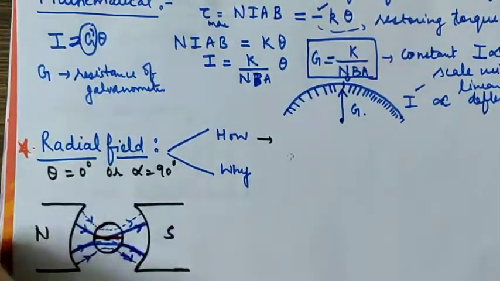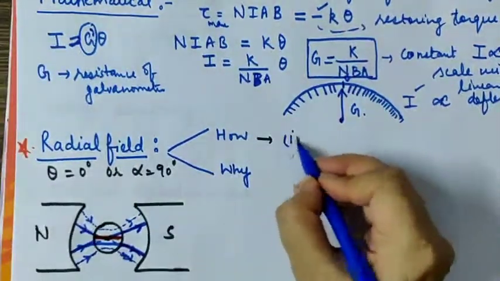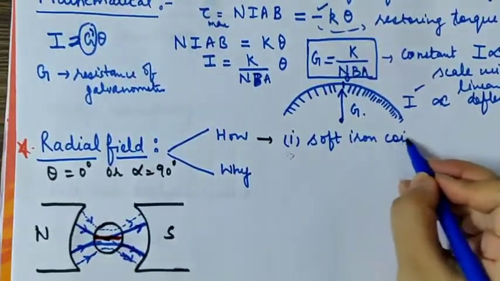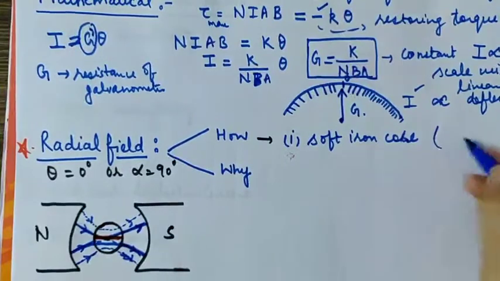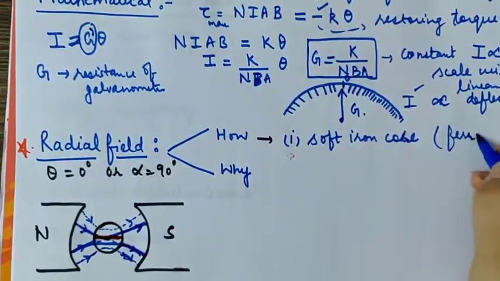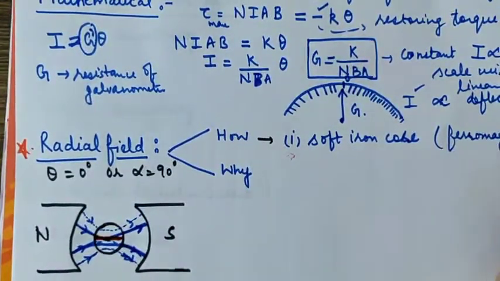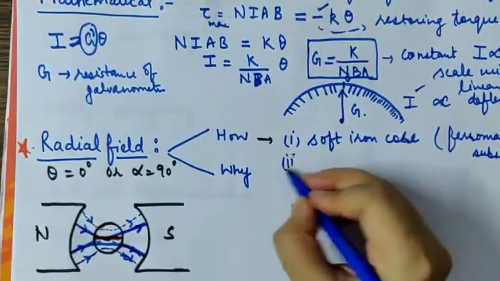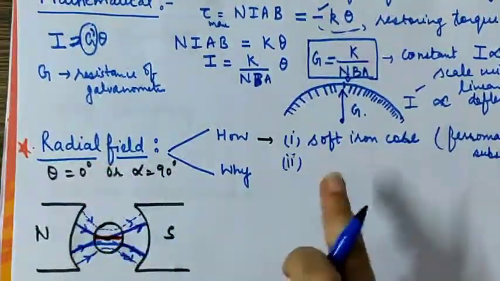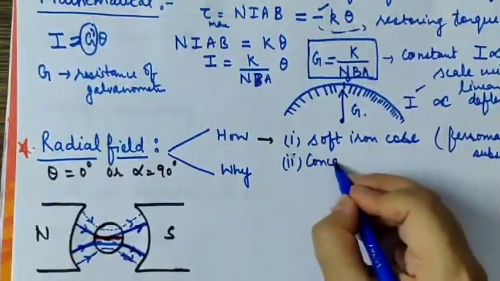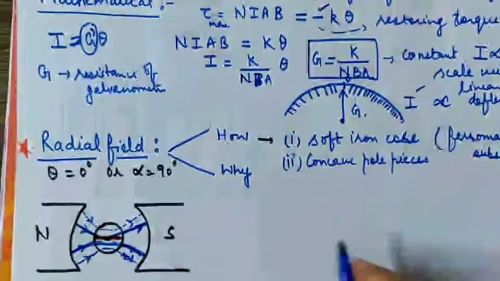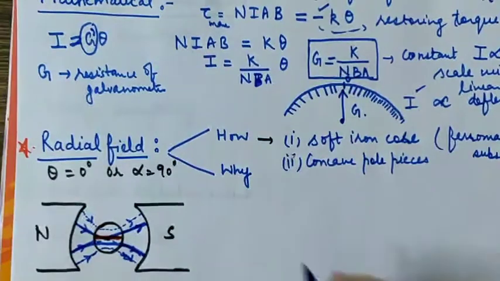How do we make the field radial? Number one, we use a soft iron core, because soft iron core is a ferromagnetic substance, and field lines will prefer to pass through that substance. Number two, the concave pole pieces. Concave pole pieces also help us to achieve the radial field.